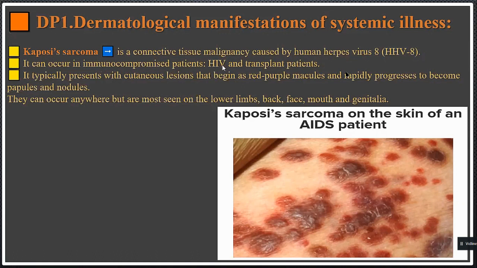Immunocompromised patients, HIV and transplant patients. Cutaneous lesions begin as red-purple macules. We will discuss macules, papules, pustules and other rashes now. They rapidly progress to become papules and nodules. They can occur anywhere, but are most often seen in the lower limbs, back, face, mouth, and genital area. When you are studying, you can expect to see that in the scenario, or they will give you an image with lower limbs or back or face or mouth or genital.